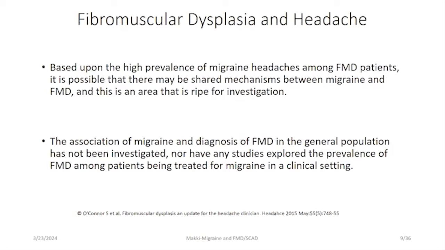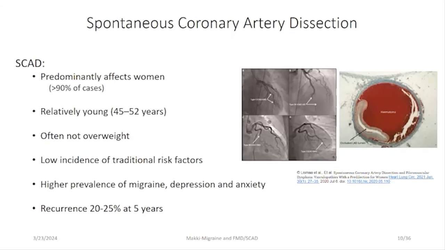We always look at it from a starting point of fibromuscular dysplasia. We look back, see how many patients do have a migraine. But we don't have true association studies in the population. We also don't have true association studies from a migraine standpoint, looking back to see how many of those do have fibromuscular dysplasia. I'll switch gears to SCAD a little bit, to spontaneous coronary artery dissection.